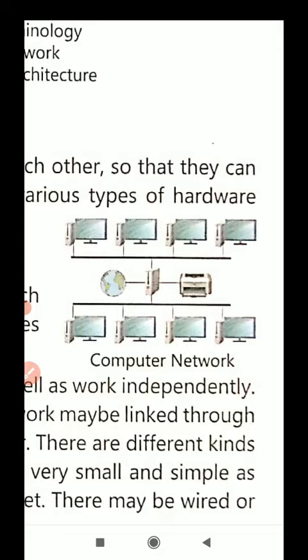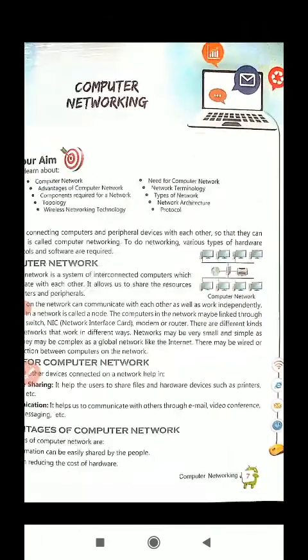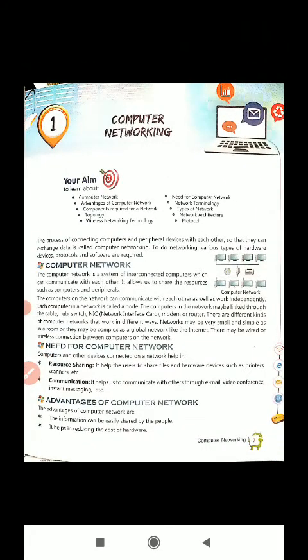Or I can give you the example of our computer lab, in which the computers are connected with each other. There are only 4 CPUs in our computer lab, and the computers are interconnected to each other over there. So this type of network is called a computer network. Here there are the computer and other peripheral devices.